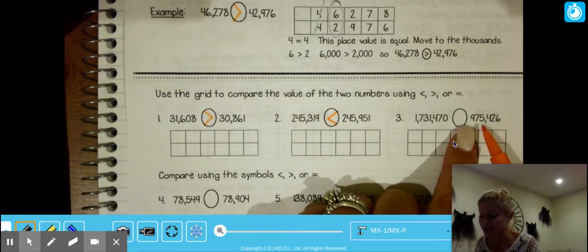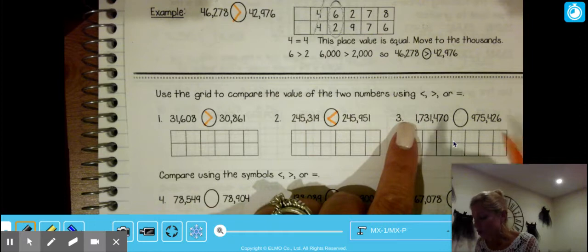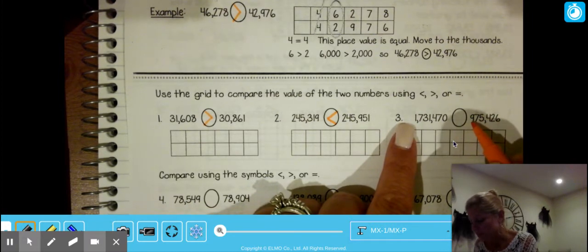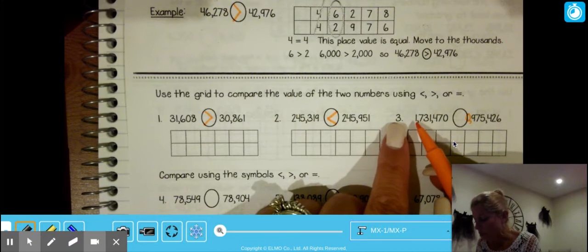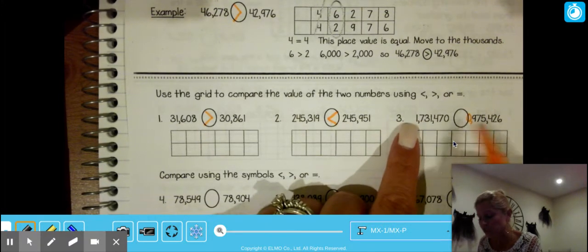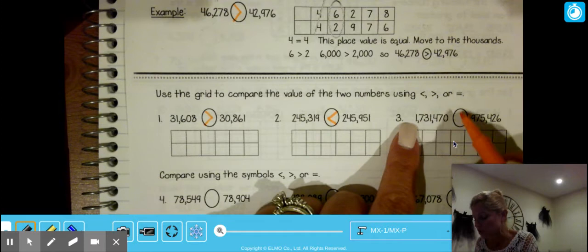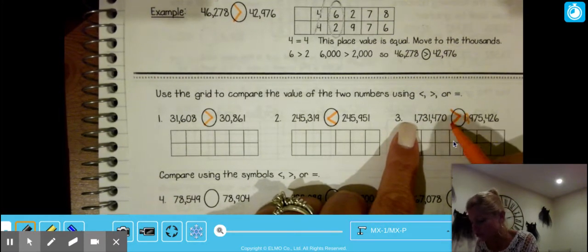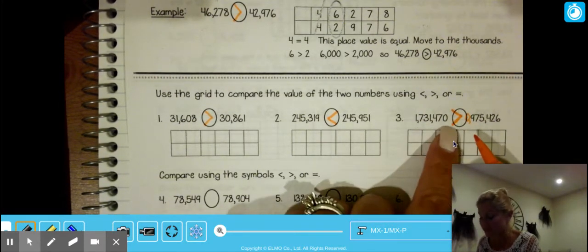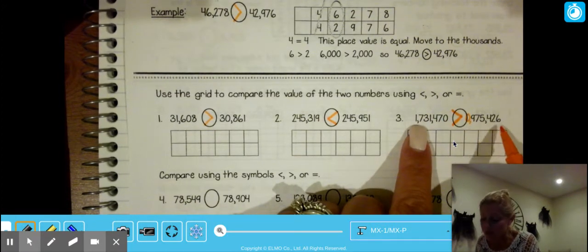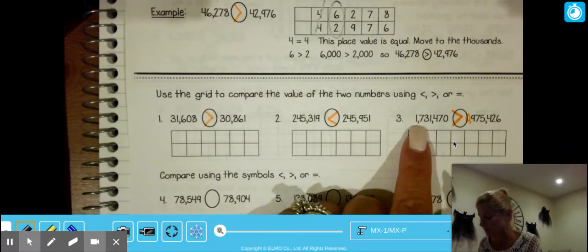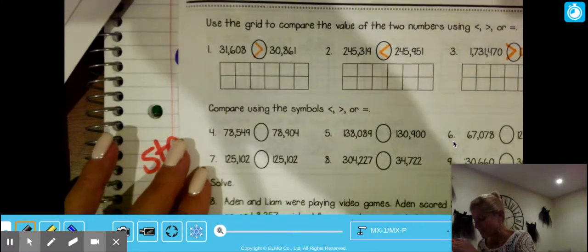Moving over. So this one is interesting, and I want you to notice here that in this example, one of the numbers goes to the millions place and the other one does not. So right off the bat, I can actually, if I wanted to, put a fake 0 right there to represent the millions place. And I have a 1 and I'm comparing it to a 0. So what's going to be bigger? A 1. So 1,731,470 is going to be greater than a number that is not even in the millions, right? It's only to the 100,000s.